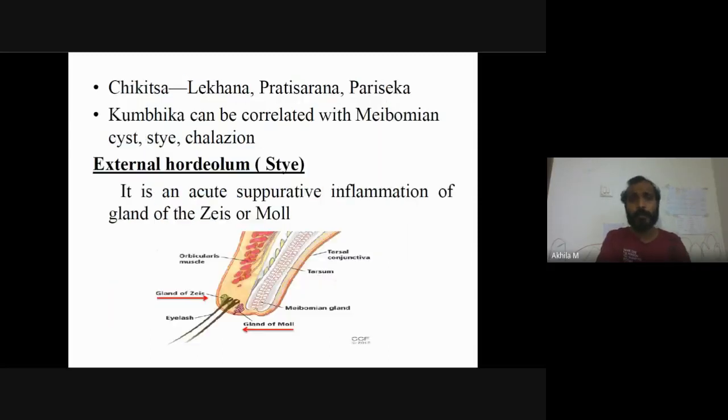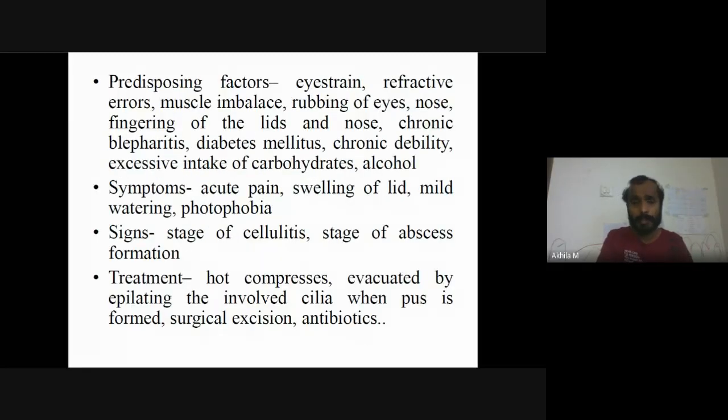The predisposing and etiological factors are similar to those of chalazion: eye strain, refractive errors, constantly rubbing the eyes after touching the nose or with contaminated fingers, chronic blepharitis, diabetes mellitus, and excessive intake of alcohol and carbohydrates. These are the etiological factors, the same as for chalazion or meibomian cyst.